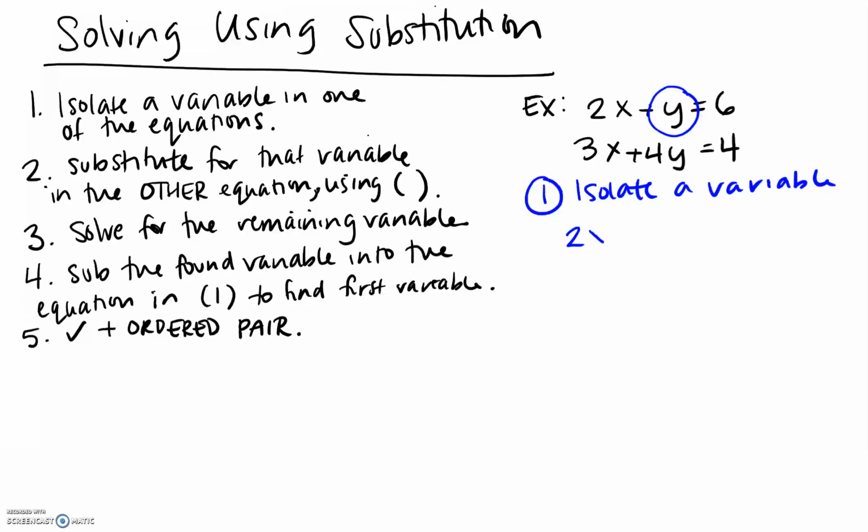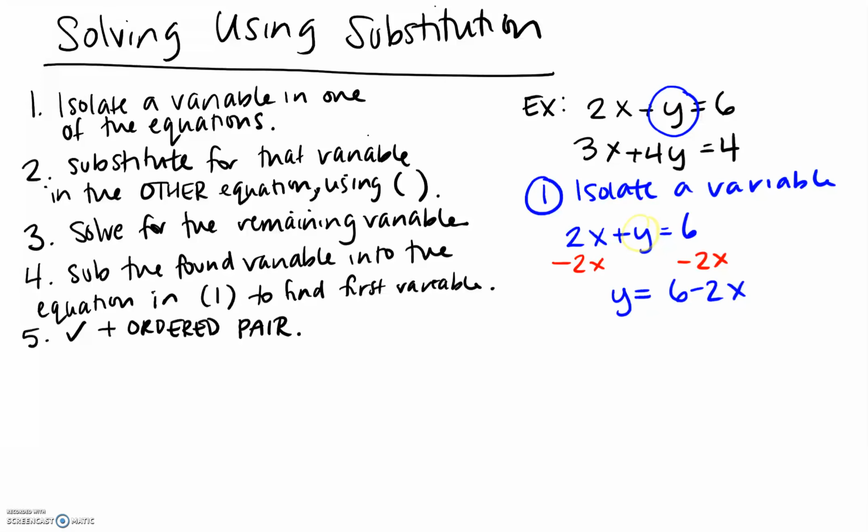So we have 2x plus y is equal to 6. We want to isolate this y term, right? That's the whole goal. So if we want to get that y alone, what we need to do is subtract 2x so that that cancels. And then our y variable term is actually isolated, as well as the variable itself. And it doesn't matter what order we put that in. On the right side, we could do negative 2x plus 6 or 6 minus 2x. It really doesn't matter. So step 1 is now done. We have isolated a variable.